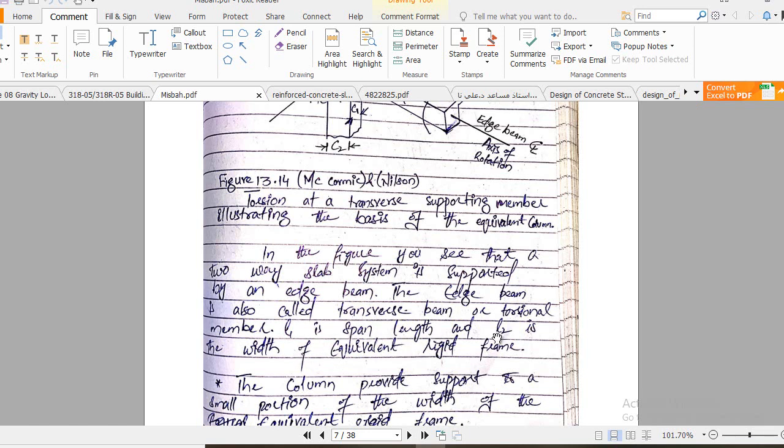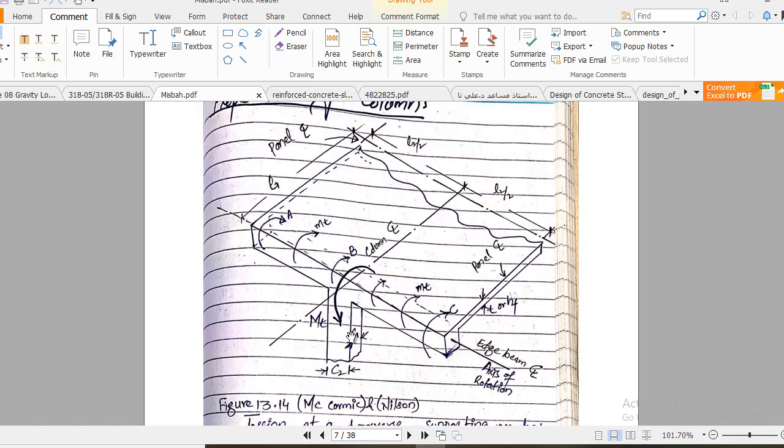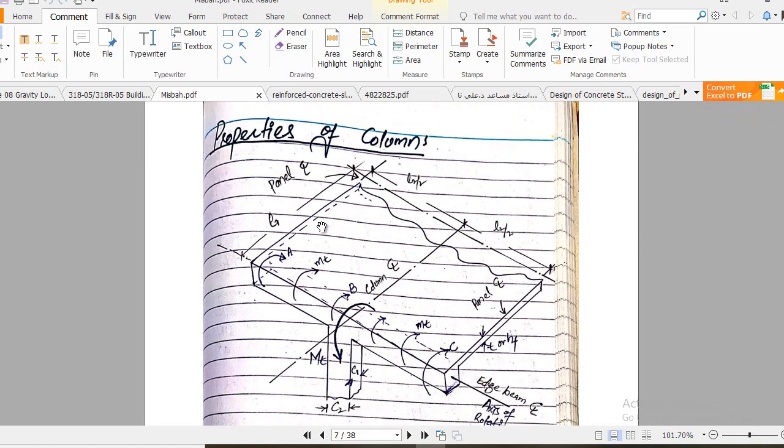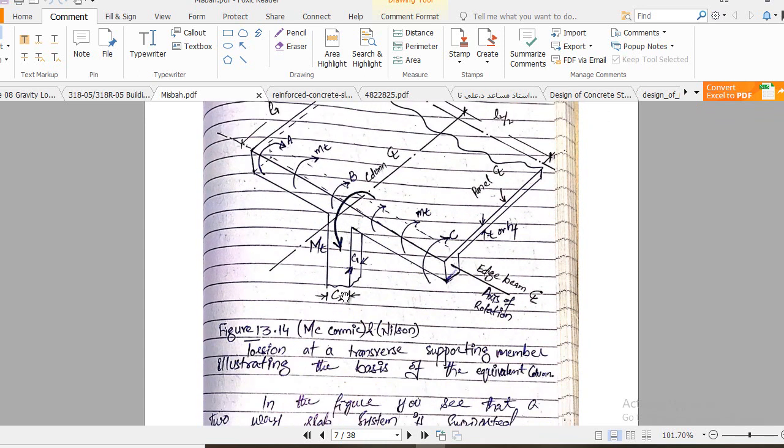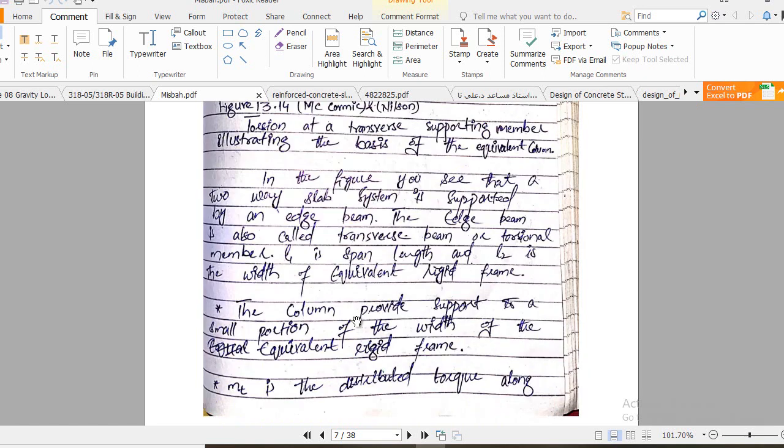L1 is the span length and L2 is the width of the equivalent ridge frame or interior frame. The width of this frame is known as L2, while the length of this frame is known as L1. Remember, you also see C2 and C1. C1 is in the span direction, while C2 is in the transverse direction, clear.